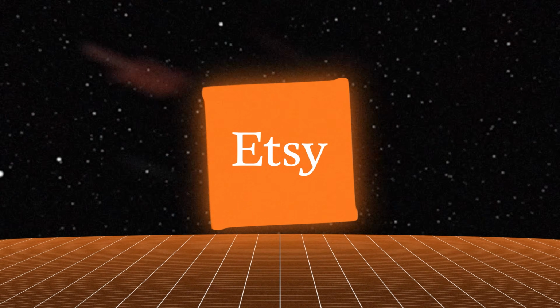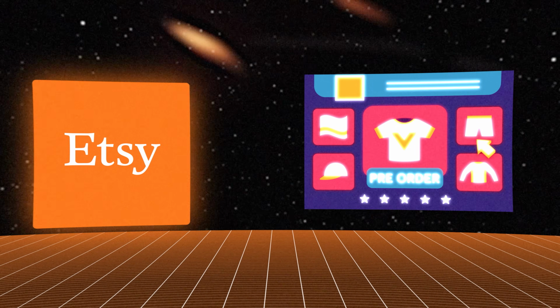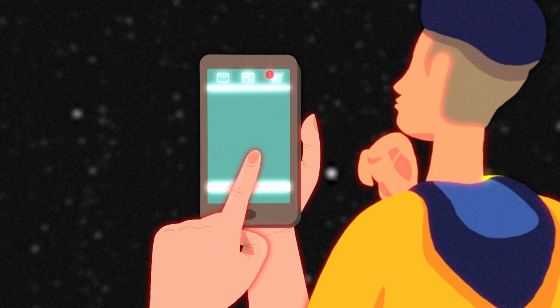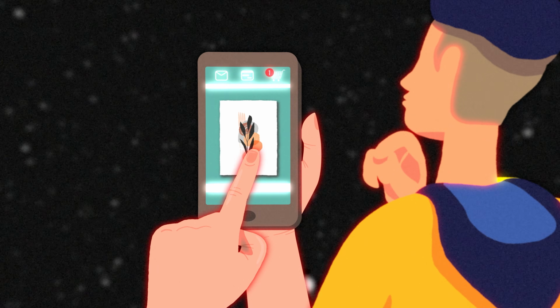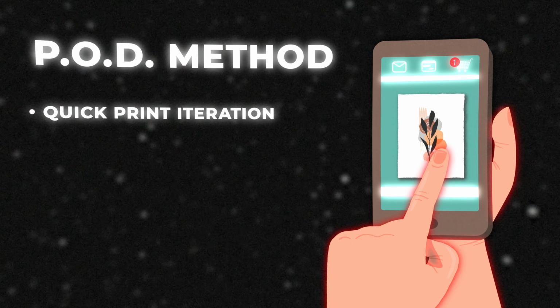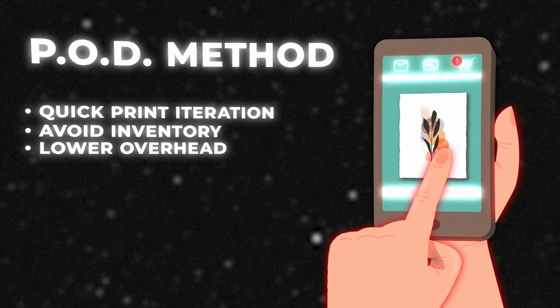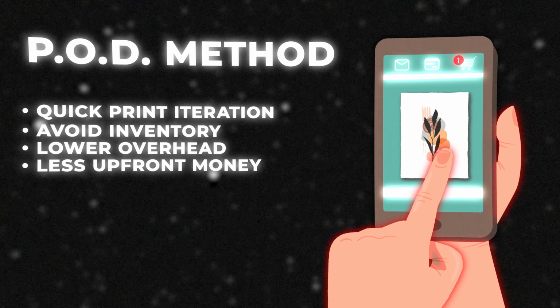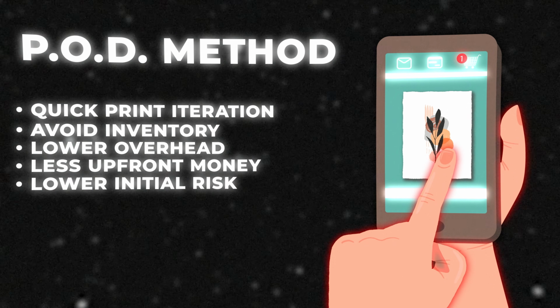Over the years, Etsy has changed a lot, and there's never been a better time to start a print-on-demand shop selling on Etsy. You can sell unique products and have exposure to millions of people on the platform of Etsy who are going there to find those unique products, whether they are shirts or hoodies or mugs or wall art or anything like that. And by using the print-on-demand method, you're able to iterate on your designs very, very quickly. You're able to avoid having inventory, which gives you a much lower overhead, which means less upfront money and therefore less risk to get started and way easier to iterate on those designs.